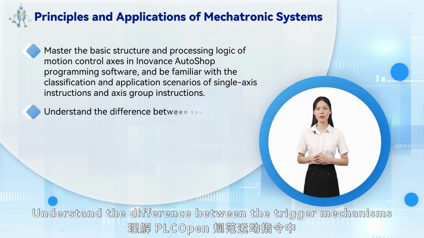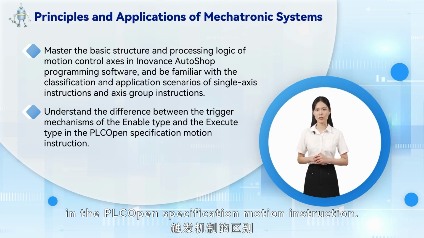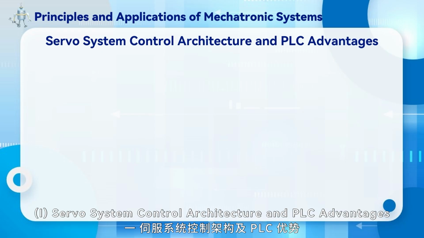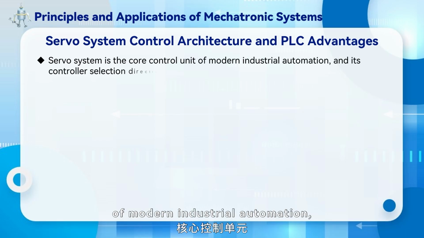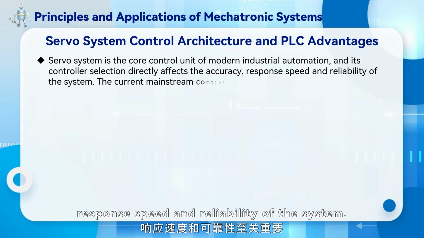Understand the difference between the trigger mechanisms of the enable type and the execute type in the PLCOpen specification motion instruction. 1. IEC 61131-3 Standard. 1. Servo System Control Architecture and PLC Advantages. Servo system is the core control unit of modern industrial automation, and its controller selection is crucial to the accuracy, response speed and reliability of the system.